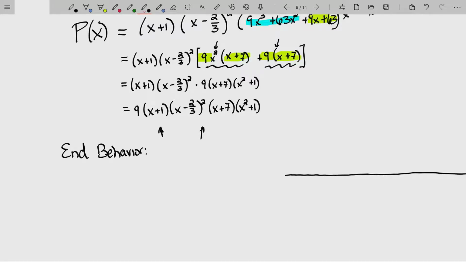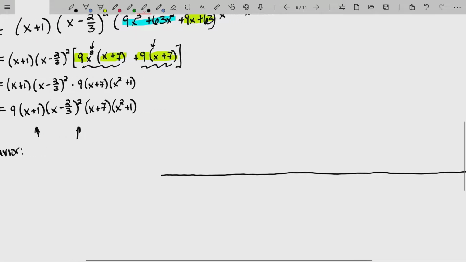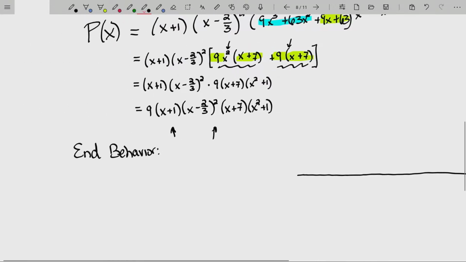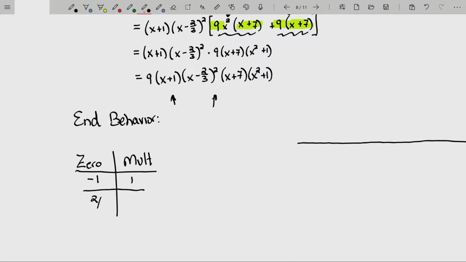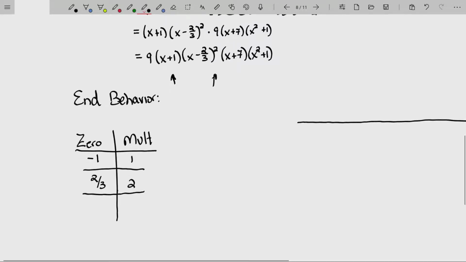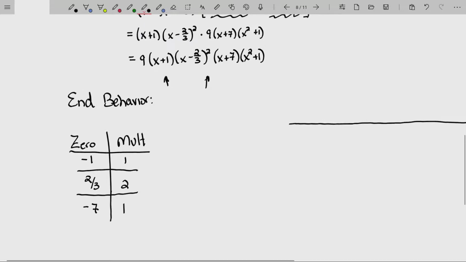And now I'm going to worry about the zeros. Well, we know that -1 is a 0. Let's list out our zeros and their multiplicities. So -1 is a 0 of multiplicity 1. 2/3 is a 0 of multiplicity 2. And by the way, I'm assuming that you've watched the prerequisite videos, because obviously I'm assuming that, right? -7 is a 0 of multiplicity 1. And then x squared plus 1, there's no way that can turn into 0, so there's no 0 provided by that factor. So these are the only zeros you have.